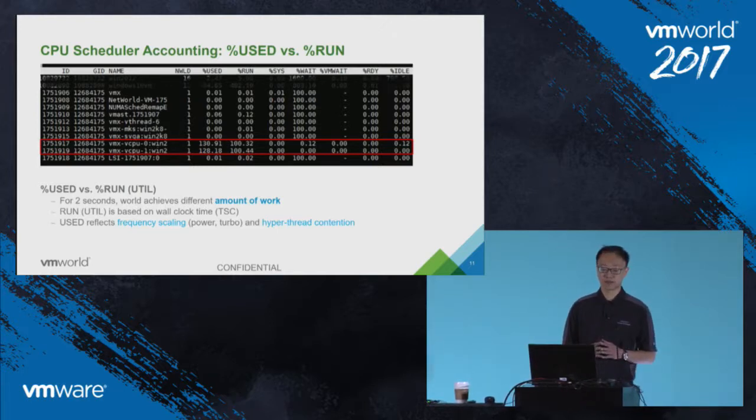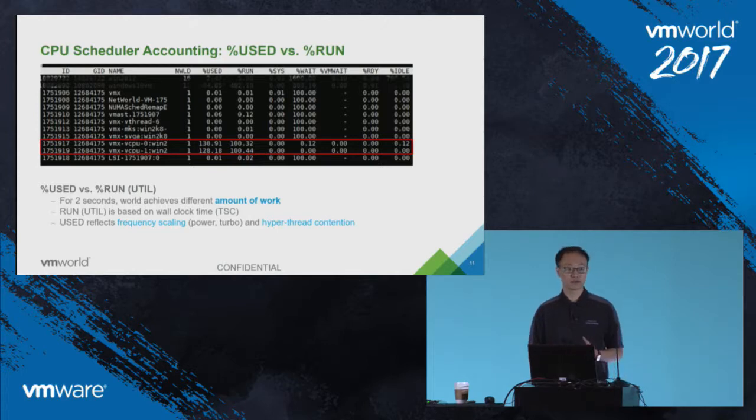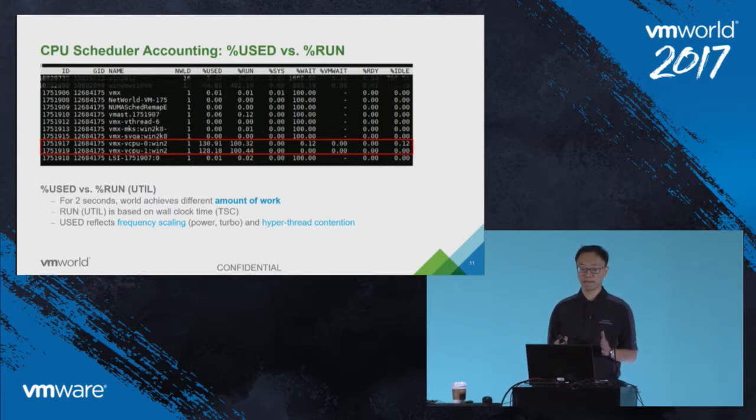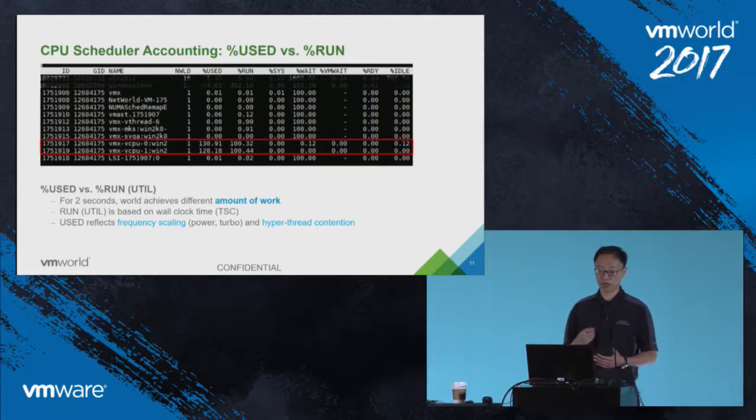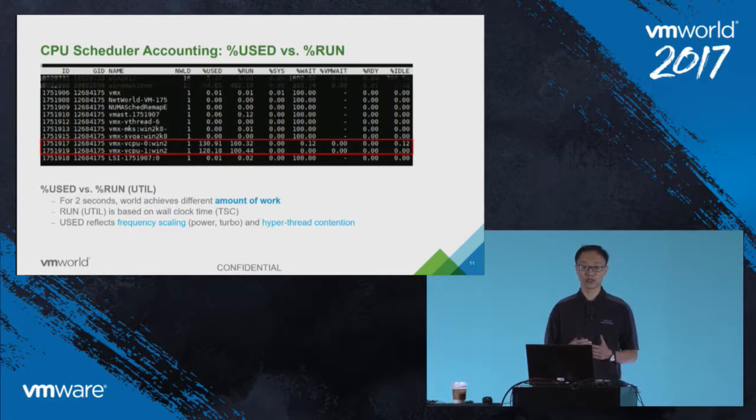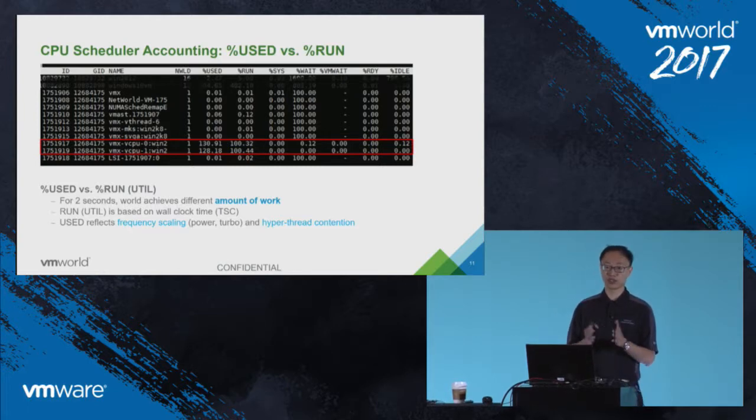So the runtime is actually based on clock time, meaning that during this 2-second snapshot of ESXTOP's top screen, if the vCPU runs for 2 seconds, the runtime will be 100%. If the vCPU runs for only 1 second, the runtime will be 50%, right? It's pretty straightforward. But use time, on the other hand, is trying to capture the amount of work that is being done during this 2-second period of time.